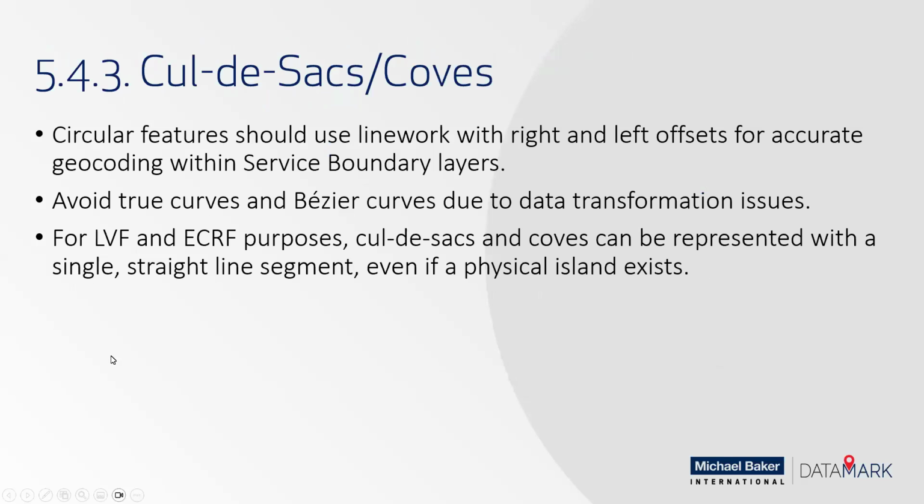Section 5.4.3, recommendations on cul-de-sacs and coves. Circular features should use line work with right and left offsets for accurate geocoding within service boundaries. That's good advice. What does that mean to have an offset? You know, we have a validation that talks about self-intersecting lines. We'll point out self-intersecting lines. Those are things you want to avoid, and so you may want to have kind of an offset version of that road center line that represents it.